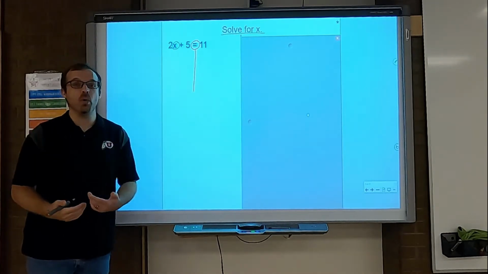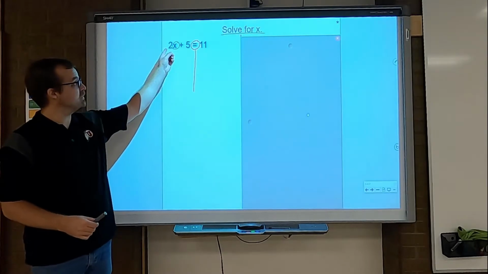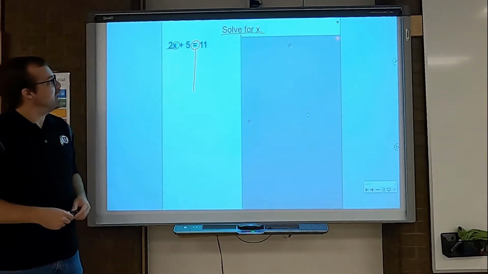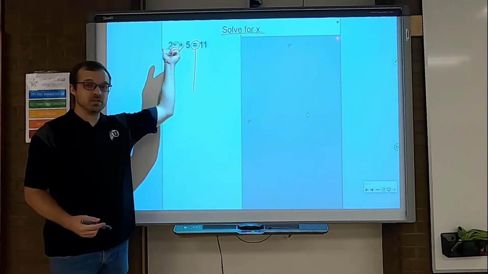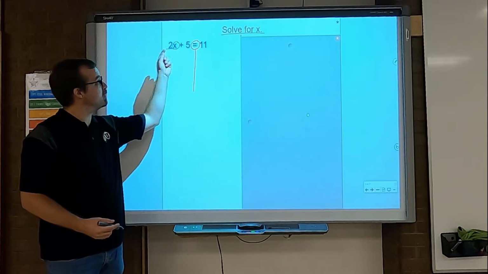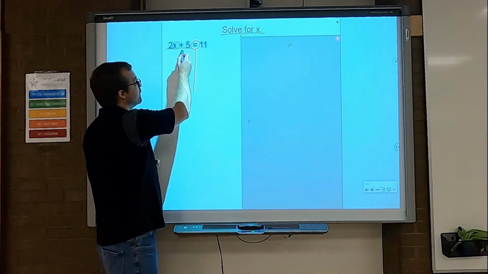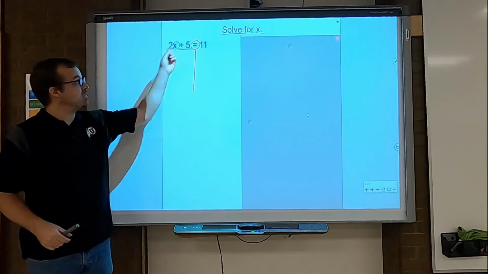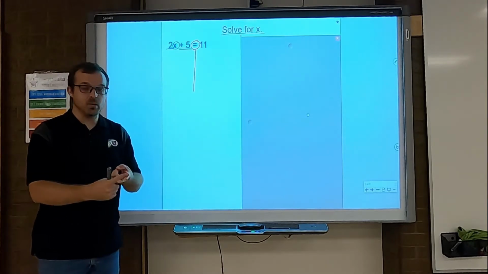The coefficient always touches the variable. In this case, what's touching the variable? 2. So we're going to underline that. And then lastly, identifying our constant. It's on the same side of the equation as what we're solving for, in this case x, but not touching the variable, which would be our positive 5. And don't forget that positive, or if it were negative, be sure to identify that as well. And then we just go through those steps. Get rid of the constant and get rid of the coefficient.